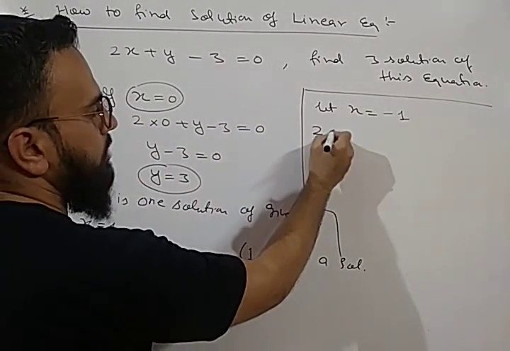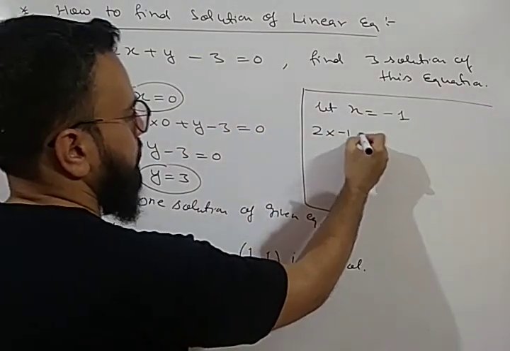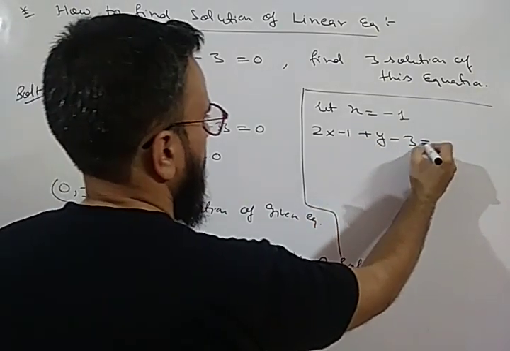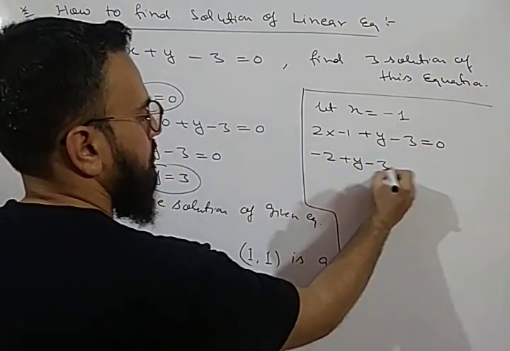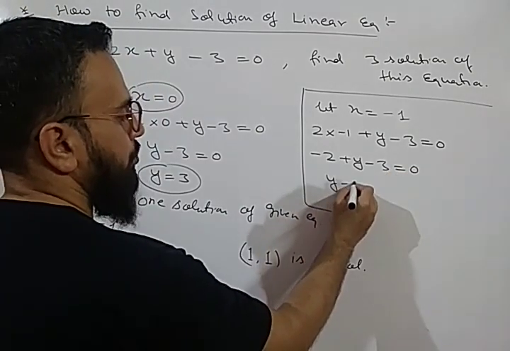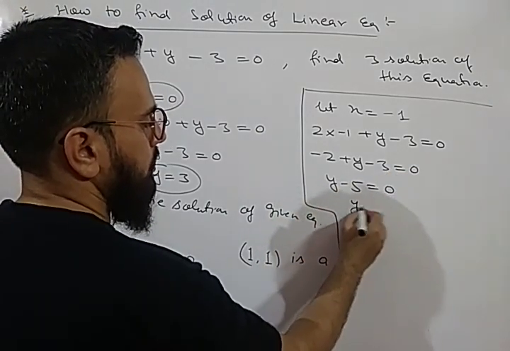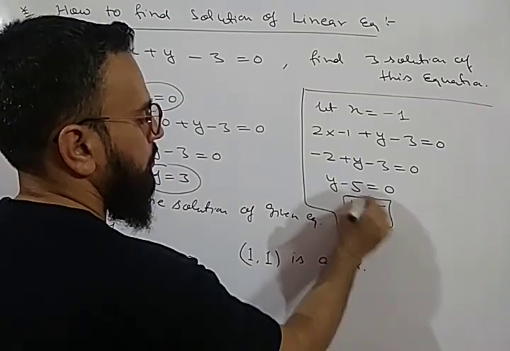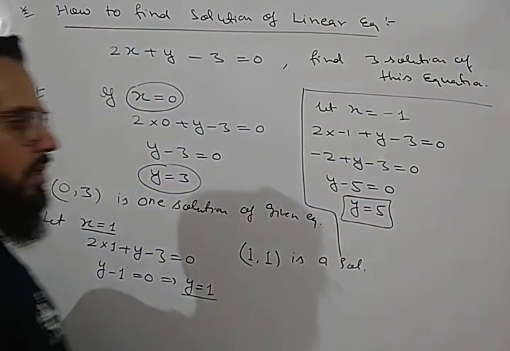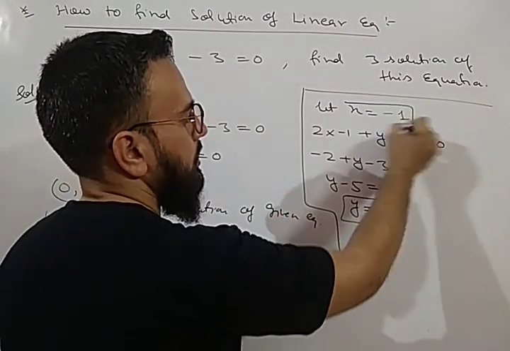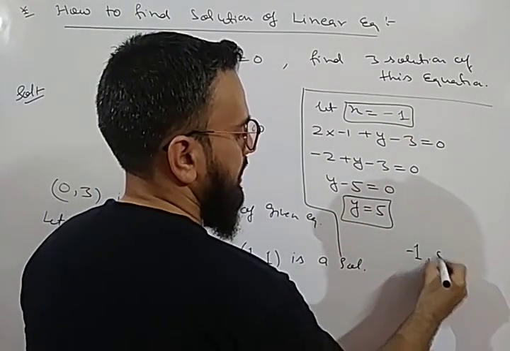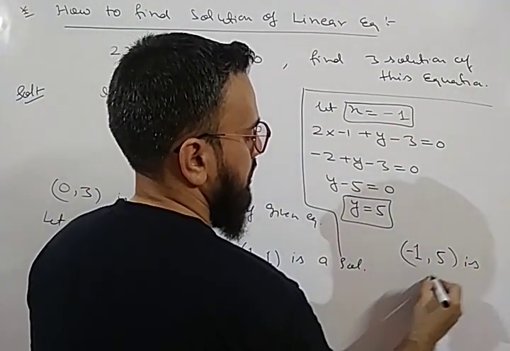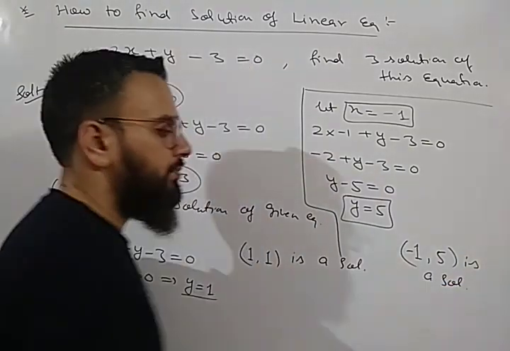If we put x equal to minus 1, then it will be 2 into minus 1 plus y minus 3 equals to 0. So it will be minus 2 plus y minus 3 equal to 0. So y minus 5 will be equal to 0, or y will be equal to 5. Now what is the ordered pair? x equal to minus 1, then y equal to 5. So we can say that (minus 1, 5) is a solution.